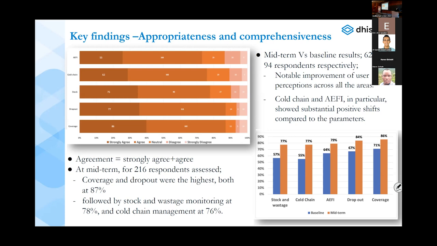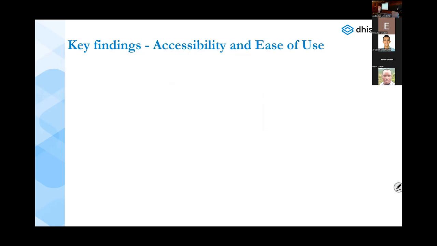But here specifically, if you looked at baseline, the areas of cold chain were quite low. These are not very commonly used and analyzed within the program: cold chain, adverse events following immunization. People are usually so bothered by other areas. But we made more effort and you could see that there was substantial improvement.